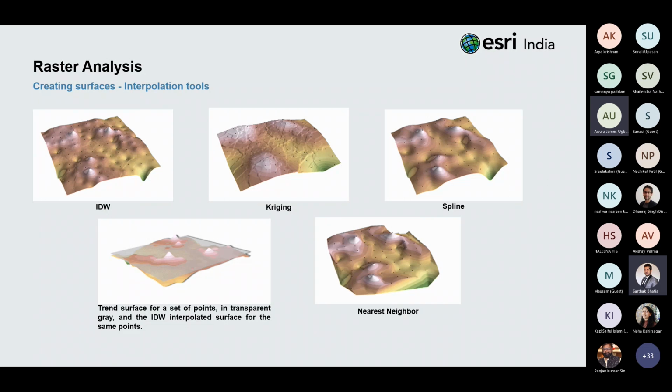Kriging, on the other hand, is a very advanced surface technique, which is most useful when there is spatially correlated distance or directional bias in the data.